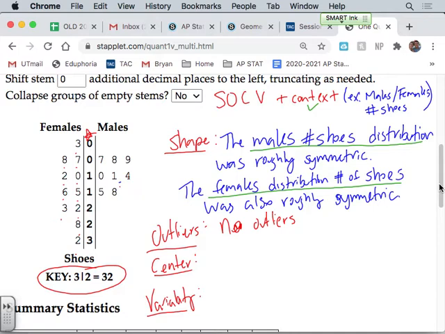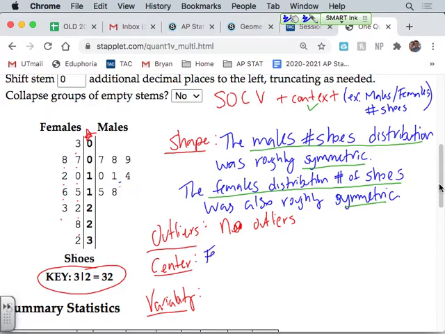So for the center, since we said symmetric, we have to use mean. So I'm going to come down here and say, what was it? Like 16 and an 11 or 11.5? Yeah. Okay. So what I'm going to say is I'm going to compare the two. I'm going to say the females have a greater number of shoes, 16. So let me just start writing it.